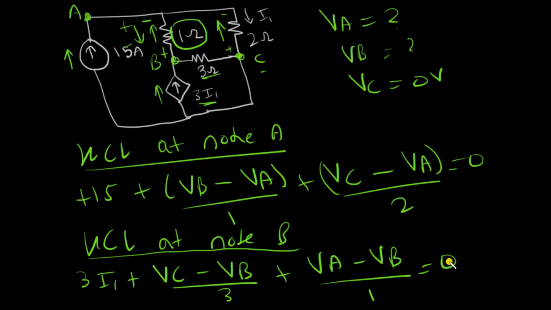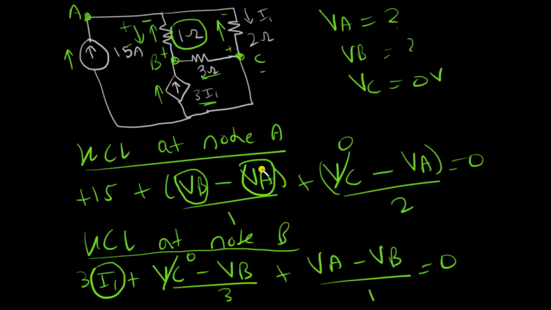Now we have our nodal equations, but there's a problem. We can clearly see that there are three unknowns. There is VB, there is VA, VC is 0, so just ignore that. But there's this third unknown, which is I1. So we have three unknowns, but just two equations. So we need a third equation.